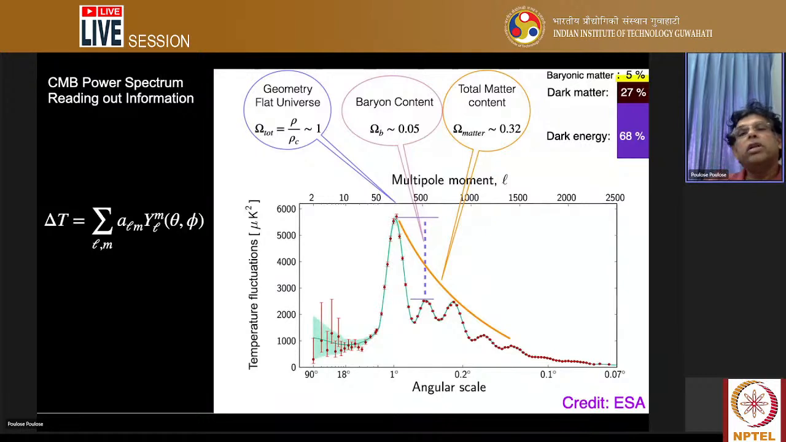So this baryon content of the universe is one thing which we can read out from analyzing this difference in the cosmic microwave background radiation. There are specific ways to do that. Again, we will not go into the technical details here. This slide is just to tell you, for those who are not familiar with this kind of analysis.